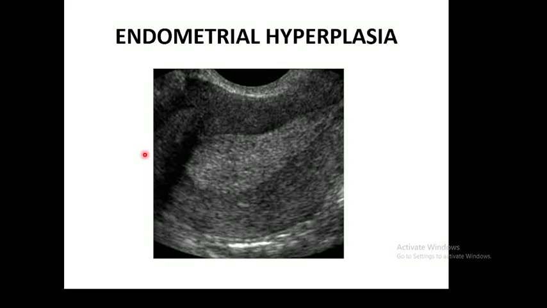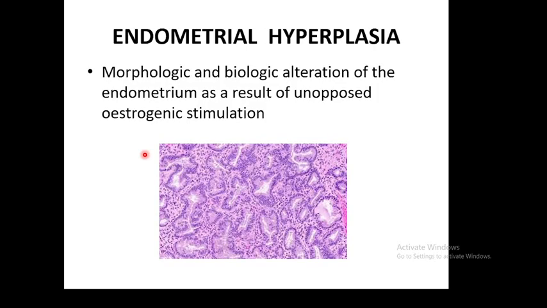Endometrial hyperplasia, which we now label as EIN, just like CIN. Everyone knows CIN. It is cervical intraepithelial neoplasia, which is a precancer for cervical cancer. This entity, endometrial hyperplasia, the world is now labeling as EIN, endometrial intraepithelial neoplasia, which is a precancerous stage for endometrial cancer.